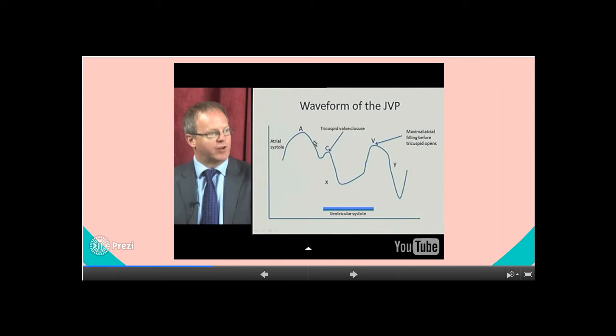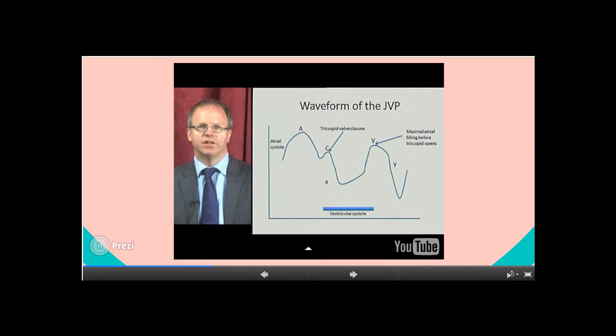The A wave is followed by a descent known as the X descent, and the V wave is followed by the Y descent. All of these can be altered in disease, not least the loss of the A wave in the presence of atrial fibrillation.